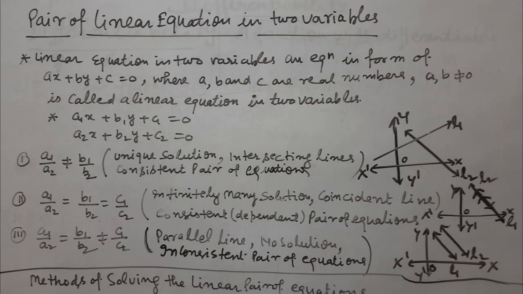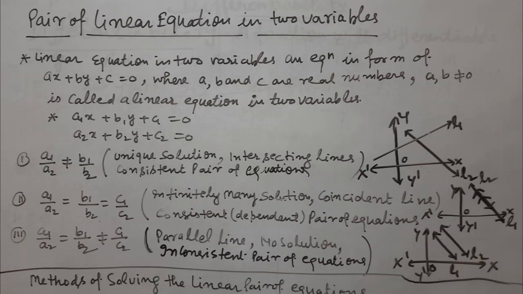If a1 upon a2 equals b1 upon b2 equals c1 upon c2, there will be coincident lines, means lines will overlap each other. There will be infinitely many solutions. The pair of equations will be consistent and dependent. If a1 upon a2 equals b1 upon b2 but not equal to c1 upon c2, lines will be parallel, no solution, and the pair of equations will be inconsistent.